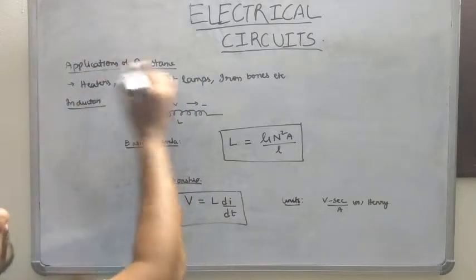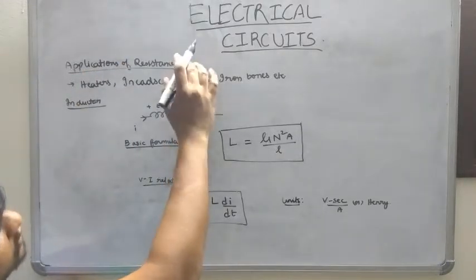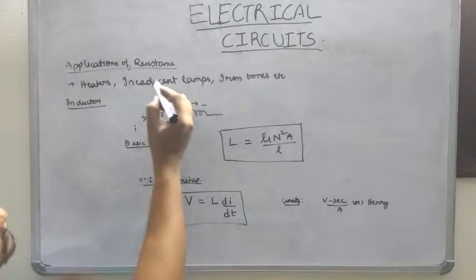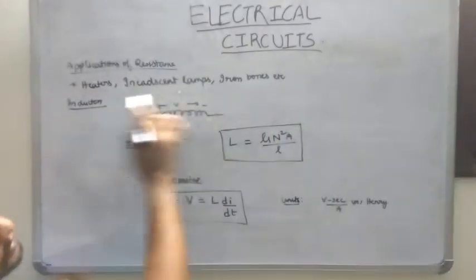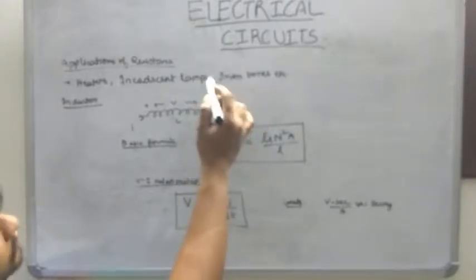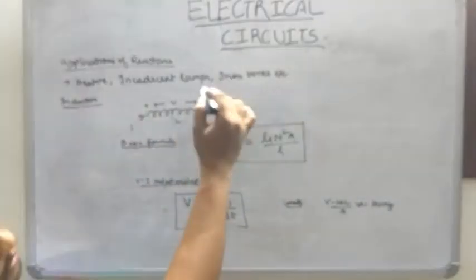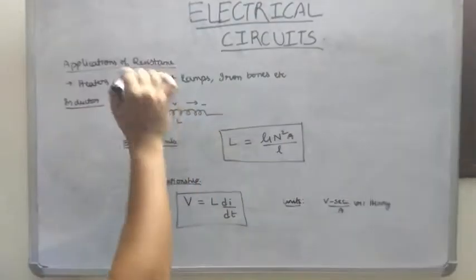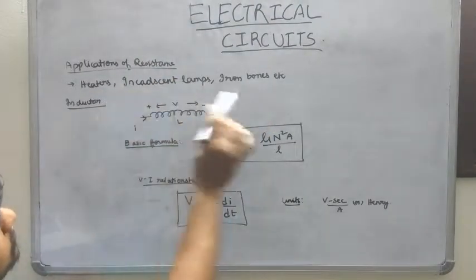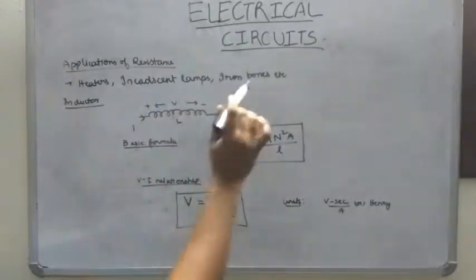When it comes to the applications of resistance, where the resistance is actually used, it is used in heaters, incandescent lamps, and iron boxes. All these applications involve a lot of heat. They utilize heat and then they work. So resistance is generally used in these types of applications where we want a lot of heat.